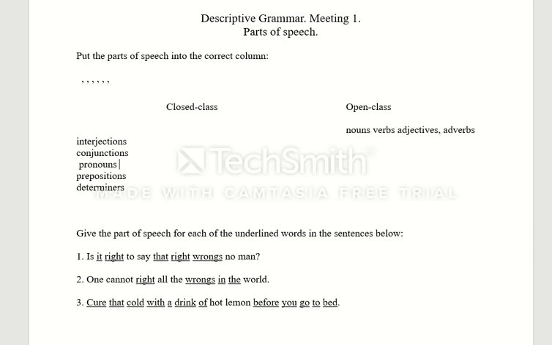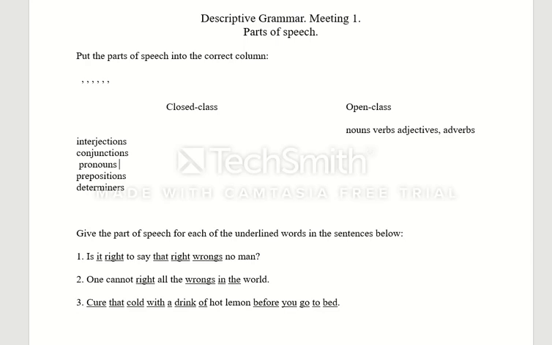Okay, so we've got it as a pronoun, right as an adjective, that is a conjunction, right is a noun, wrongs is a verb. Okay. In the second example, one cannot right all the wrongs in the world. Okay. So here we've got a modal verb can. So it should be clear that after a modal verb, we always have a lexical verb. So one cannot right. So right here is a verb.